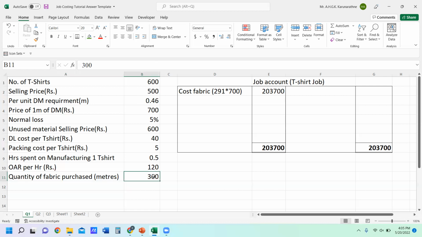Okay. Then if you buy this raw material, what is the double entry? Your supplier credit or your bank account credit, and your raw material control account debit.